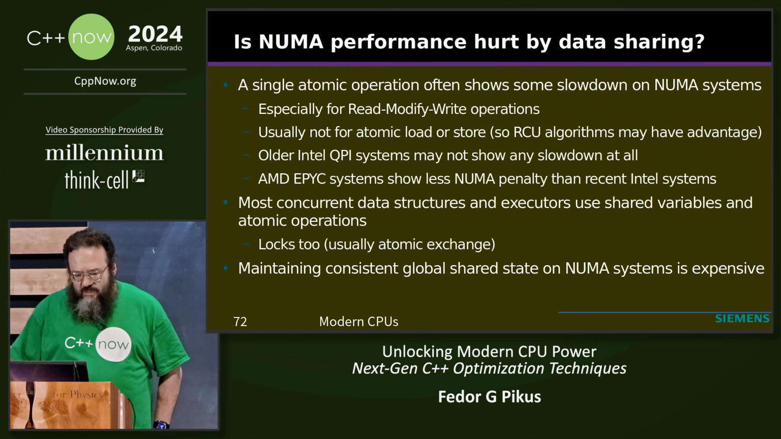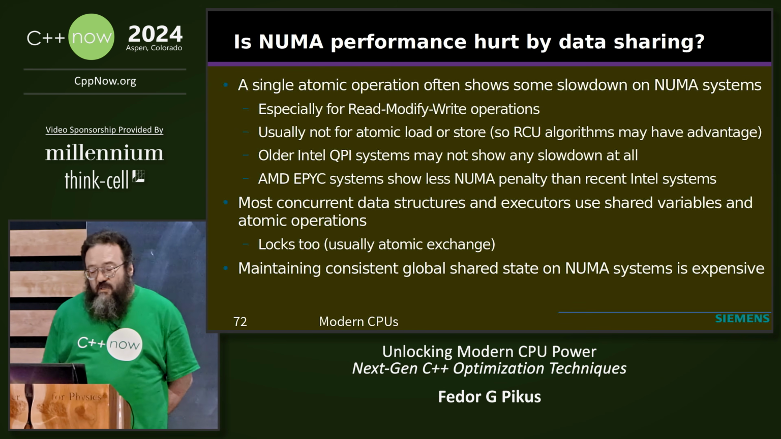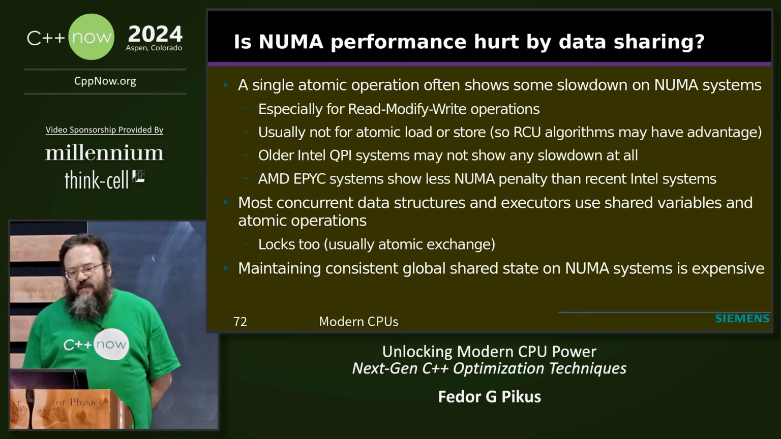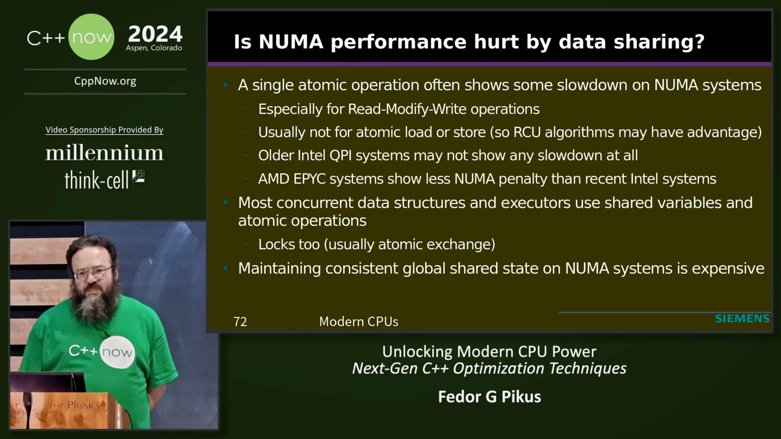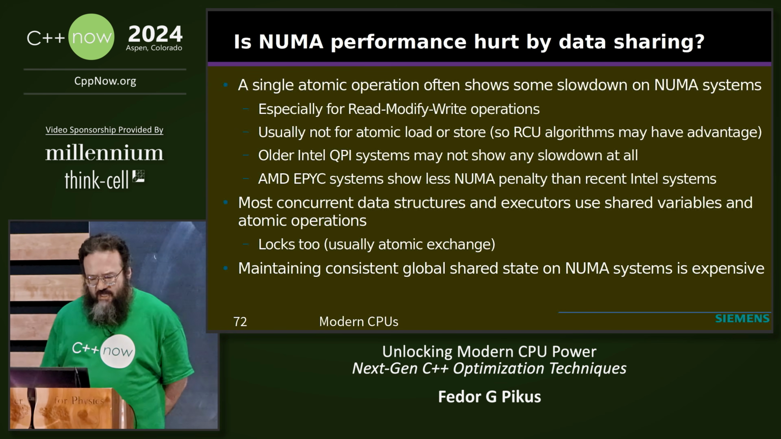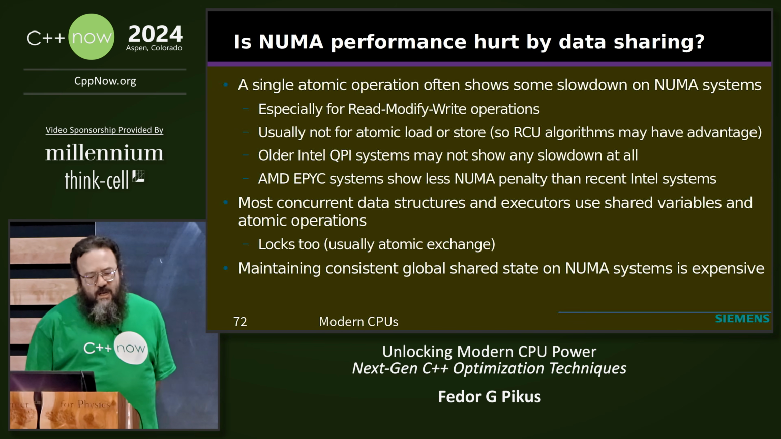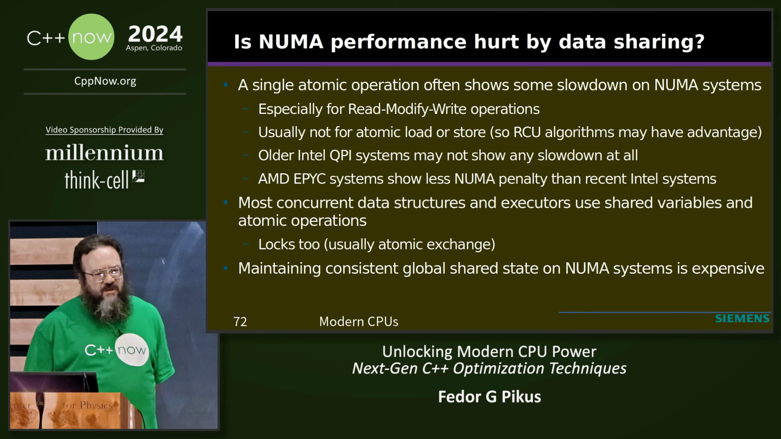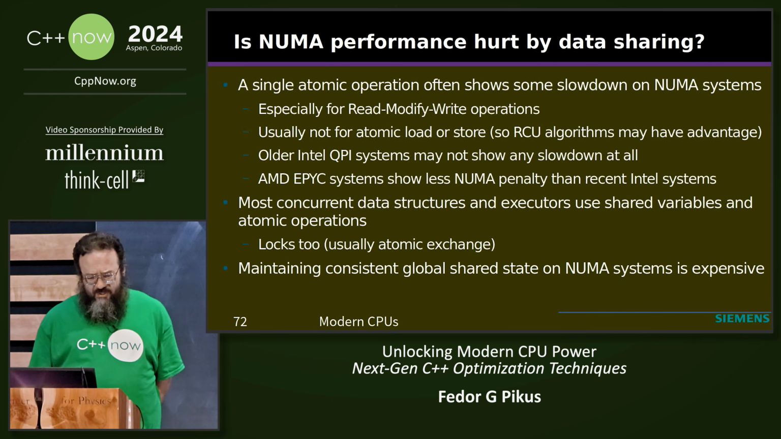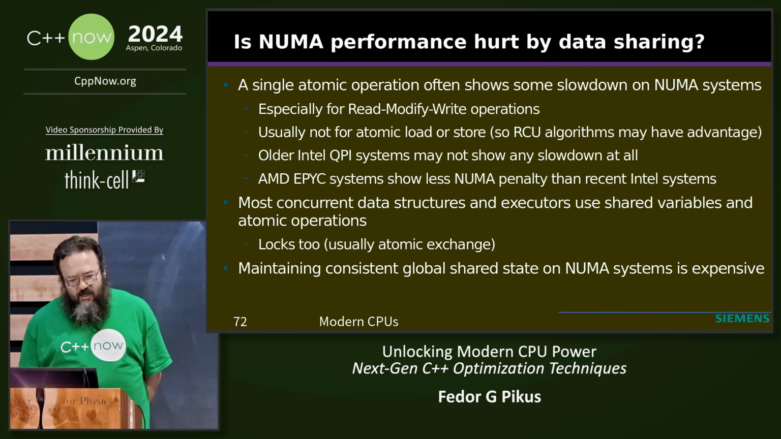Okay, so particularly read, modify, write, or just write operations have significant penalties on NUMA systems when multiple nodes are sharing the same location. Atomic loads don't, they're read-only. Atomic writes may or may not, depends on the system strongly. Some systems do, some don't. So RCU algorithms may have some advantage here.